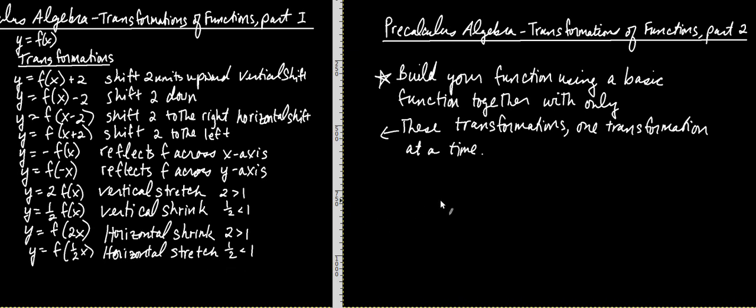So the key to graphing our functions is going to be to build our function using a basic function that we know and love, together with only these transformations applied one at a time. And that's the key thing to remember. You're building your function up one at a time. And let's see how this works.